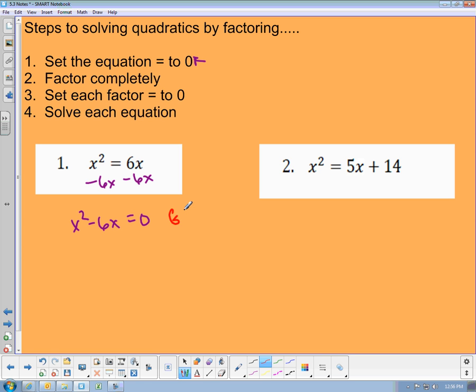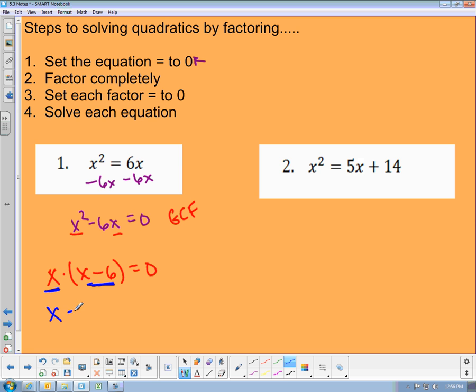So factor this using the GCF because that's all you can take out. I can take out an x from both parts, leaving me with x minus 6. So I have x times x minus 6 equals 0. And what that means is that either this factor equals 0 or that factor equals 0.